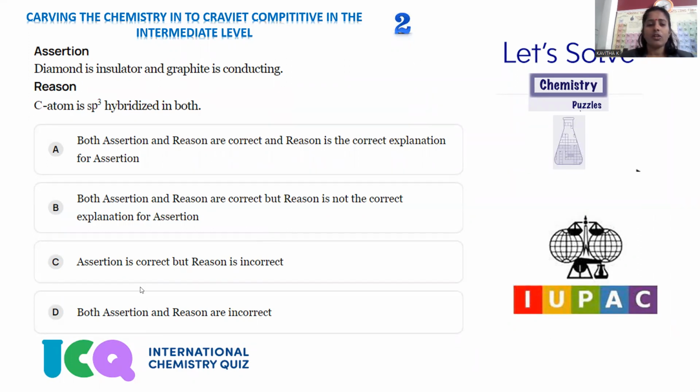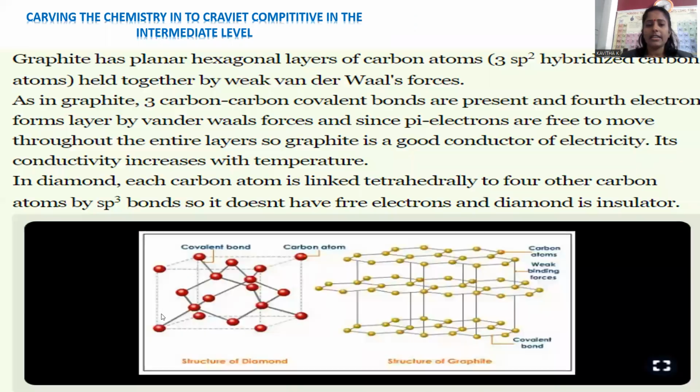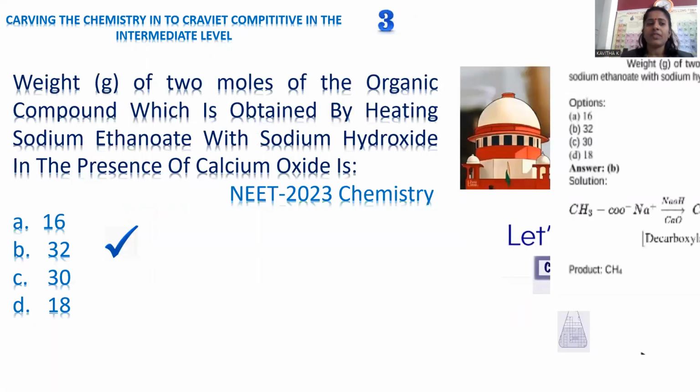For question number 2, option number C is the right answer. Let's move on to question number 3. Weight of the 2 moles of organic compound which is obtained by heating sodium ethanoate with sodium hydroxide in the presence of calcium oxide. This is a question provided in NEET 2023 chemistry, and the right answer will be 32.